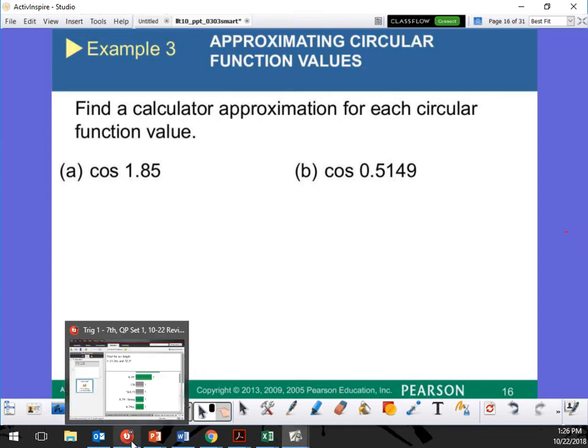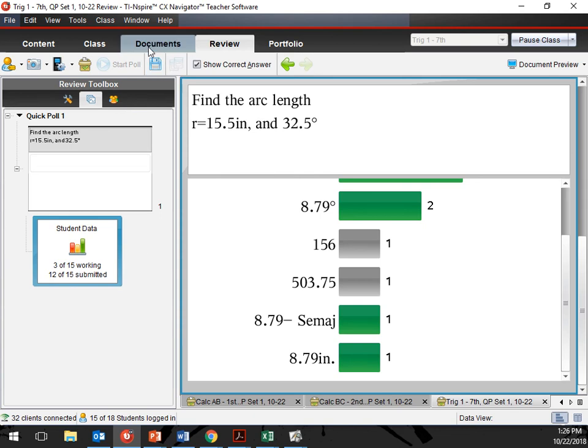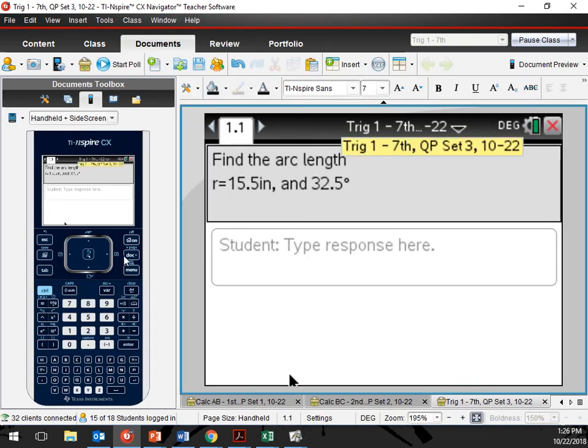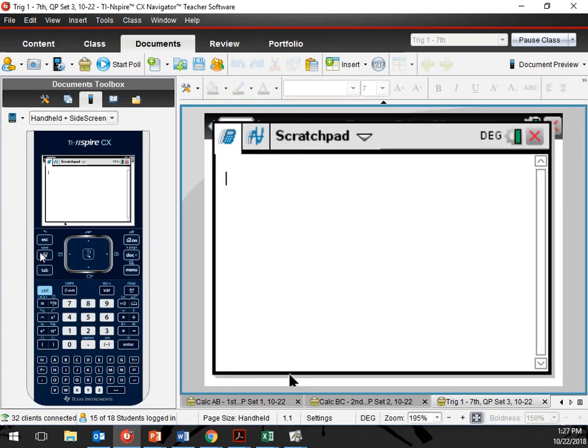So, calculator. Let's take a look. We are going to make sure our calculator is in the right mode. Here's my scratch pad. So I brought up my scratch pad, and it says that this is in degrees, right? Did you hit the scratch pad button? Is there one there? Yes. Okay. So, everyone is there. That's the scratch pad button right there.